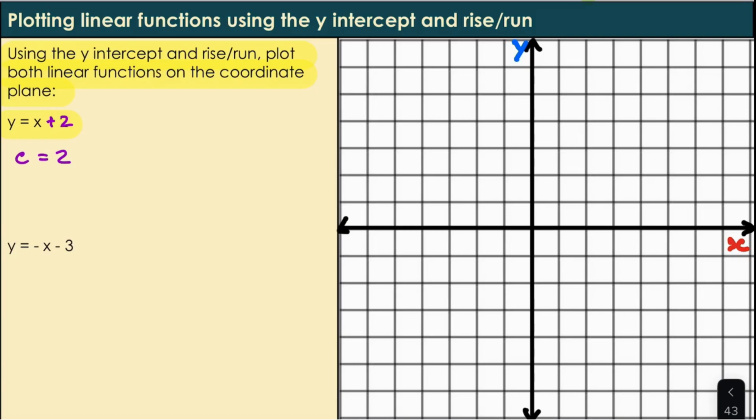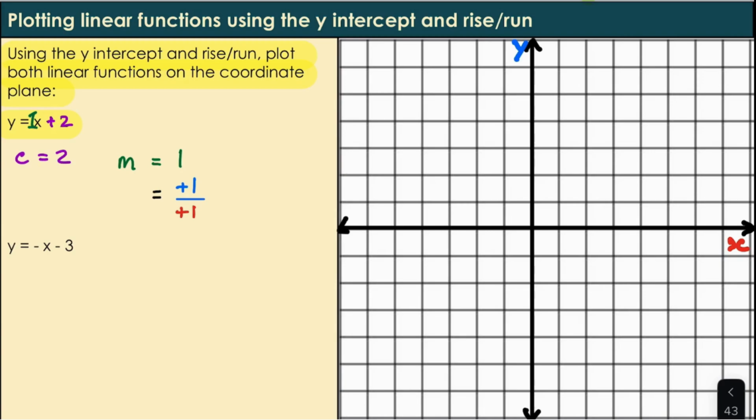What is the number in front of x? Now, we don't see a number there. However, there is an invisible 1, and that is our slope value. Now, we need to convert that slope value into fraction form so that we can find the rise over the run. 1 can be written as positive 1 over positive 1. Our rise is 1 and our run is also positive 1.